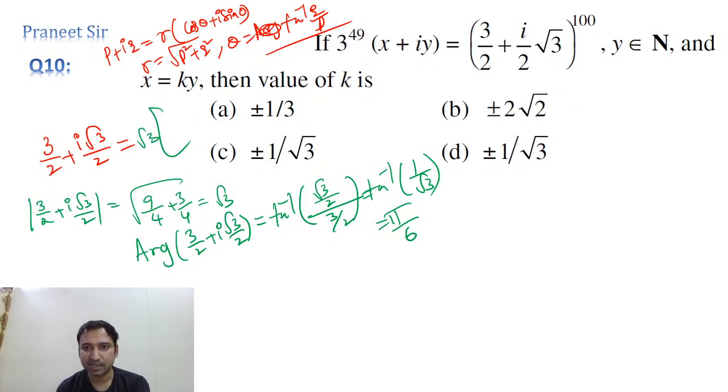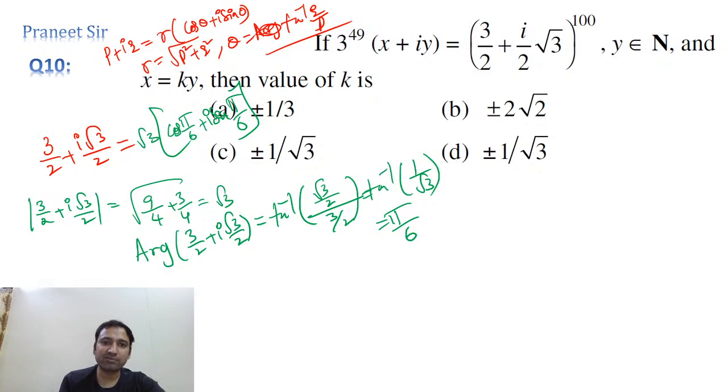Option C and D are the same, correct? Correct. Option C and D are the same, guys. Okay, right. Chalo, let's see what is the answer. So yes, we can write it as cos pi by 6 plus i sin pi by 6. We can write it this way.